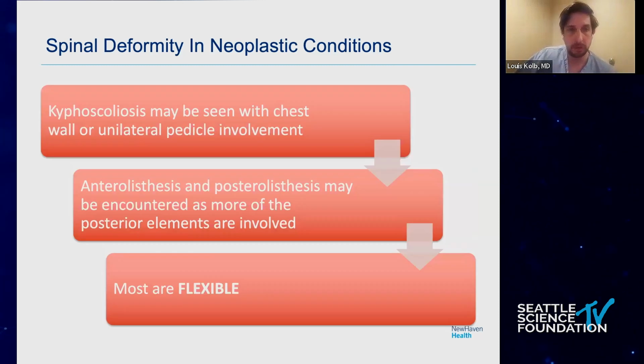Kyphotic scoliosis, which we often see in metastatic lesions, can be seen when there's chest wall involvement or unilateral pedicle involvement. Anterolisthesis or retrolisthesis may also be encountered, particularly when the posterior elements or facets are involved in the metastatic lesions. An important concept for metastatic tumors, compared to the deformities we encounter, particularly in adult deformities, is that these are more flexible in nature versus more rigid in nature.